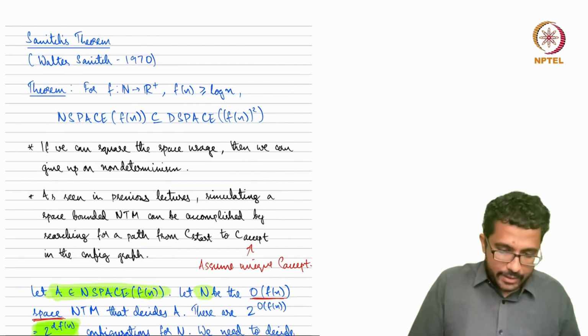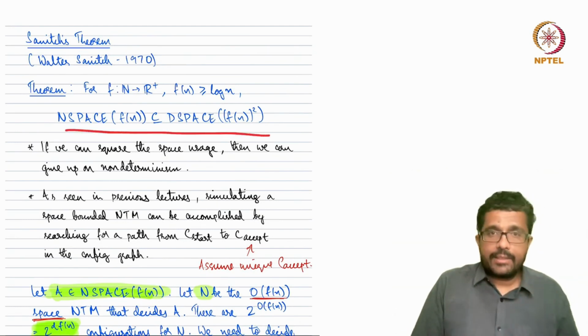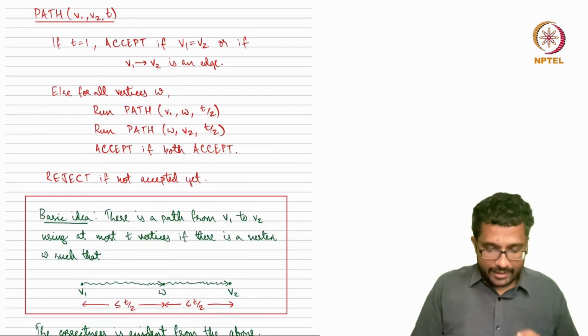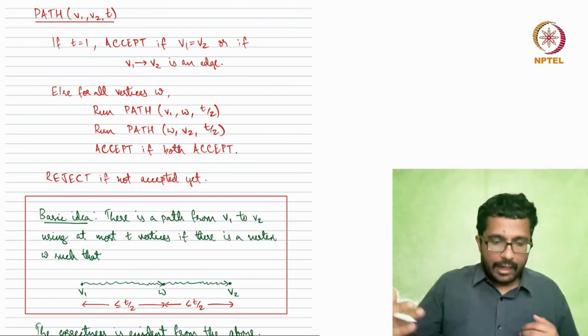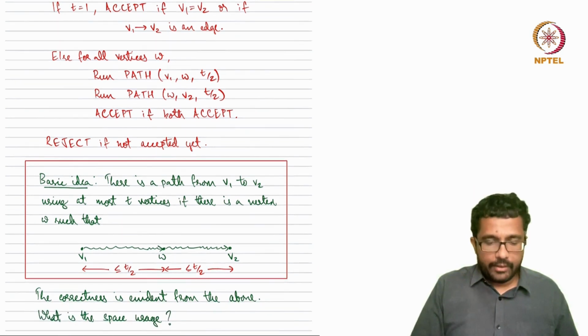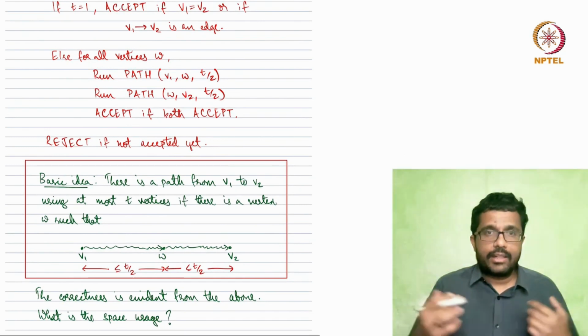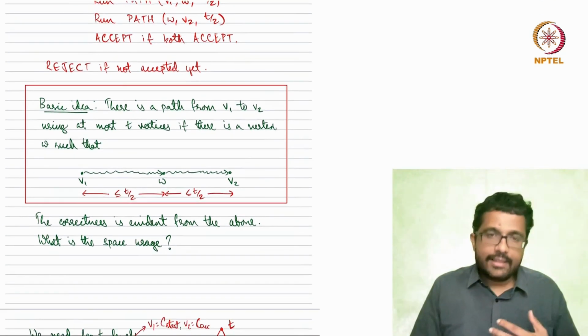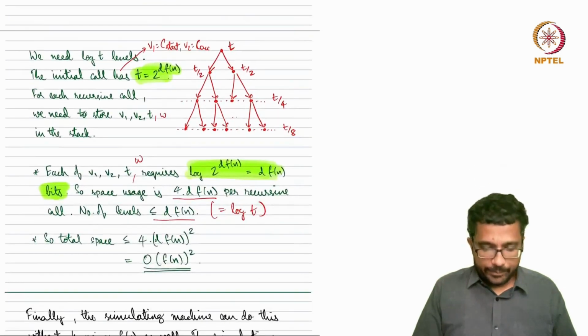So Savitch's theorem states that non-determinism can be traded off by squaring the space, right? And the proof is extremely simple, using an algorithm that decides whether there is a path from one vertex to another vertex using at most this many intermediate vertices. And the idea is just recursion, right?